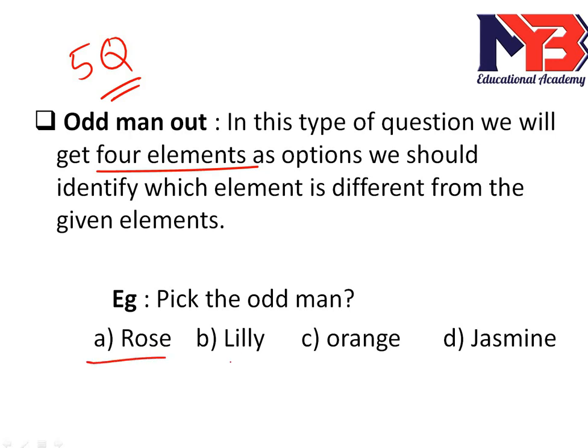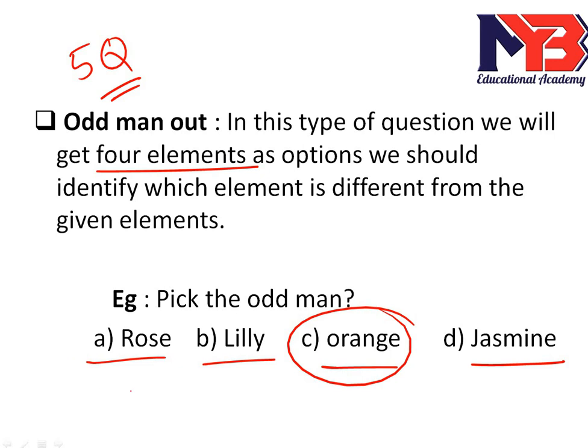The first option is rose, lily, orange and jasmine. So I can easily identify the odd man out is going to be orange. Why is orange the odd man out? Because rose, lily and jasmine are in the flowers category and orange is going to be a fruit category. I can definitely say that the option choice is going to be option C.